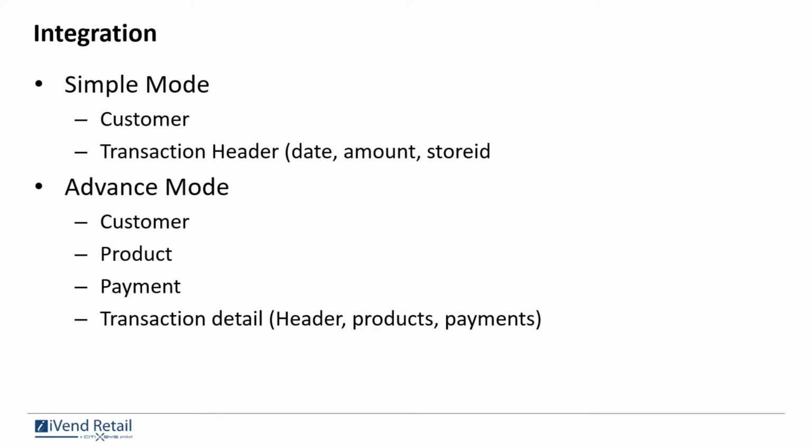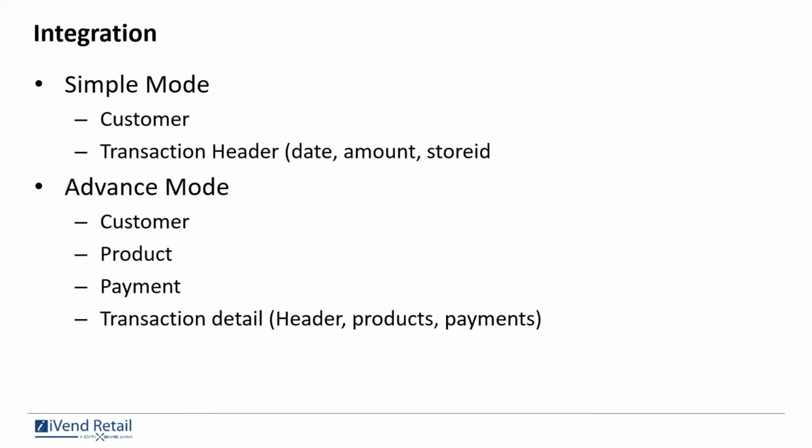We have a transaction date, we have an amount, we have a store ID, we have a user, just for the header level. So with this simple information, we can also send it into the iVend Loyalty, and iVend will calculate the point and send it back into the third-party system. And we have another one, which is the advanced mode.